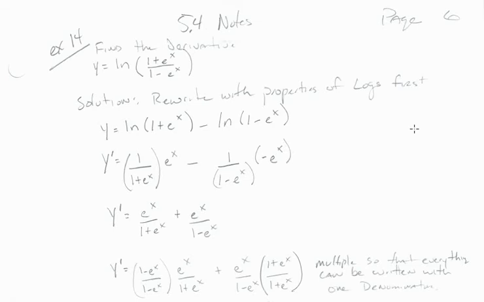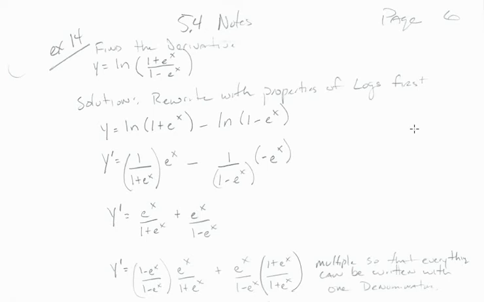So, here we're combining all kinds of good worlds now. We want to find the derivative of y equals the natural log of 1 plus e to the x divided by 1 minus e to the x. First thing I always look for with natural logs is being able to rewrite them. So we spent a lot of time in 5.1 rewriting natural logs. So we should see that that's a quotient.